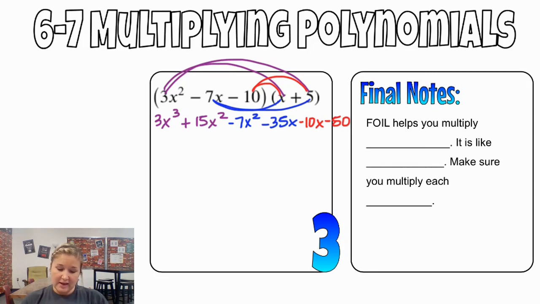So now I get my like terms together. So I have a first one here, and then my second is going to be that set there. So I have 3x to the third, and then I get 15x squared minus 7x squared, which is going to be a positive 8x squared. Then I have a negative 35x minus 10x, so those two can get together. So that's a negative 45x, and then a negative 50. There's nothing that can get with that.